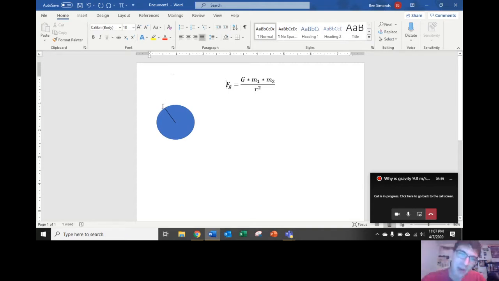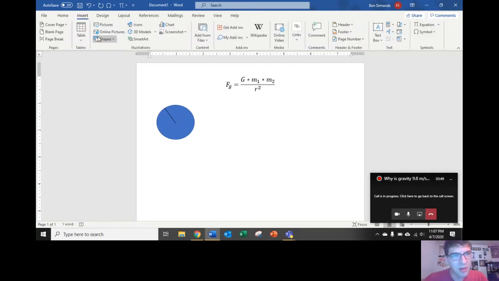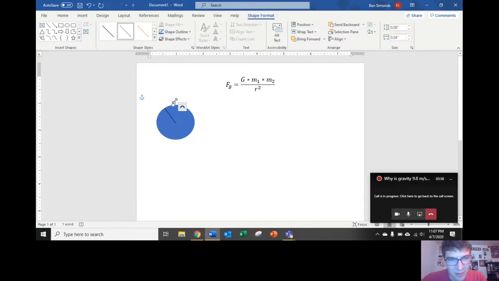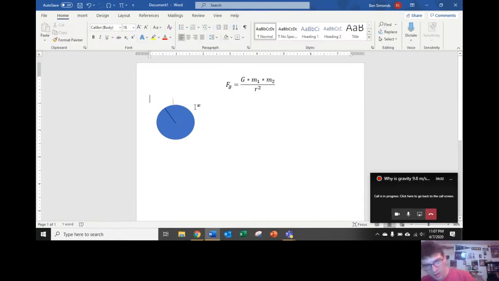So we need to know the radius of the Earth, and that tells us our R here. We need to know the mass of the Earth, and that tells us M1. And what is M2? M2 can be anything. So let's say it's a person. The person is going to be this tall red line. There's an object number 2, something on the Earth. And we want to know what's the acceleration on that object.